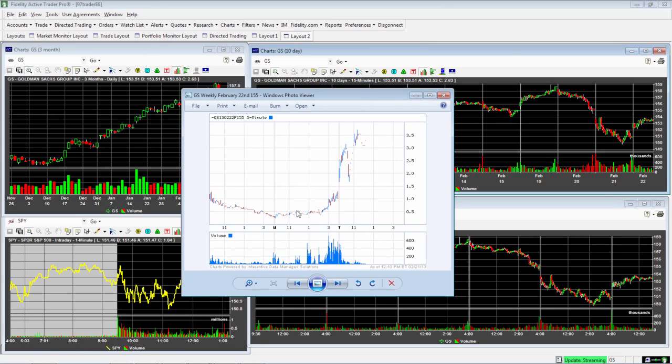Okay, so I was buying this 155 option at about 50 cents, and then I averaged up as soon as I realized I had a real trade on my hands, to about 60 cents, 70 cents. And then boom, you see what this thing did. This thing rips to 3.5 the next day.